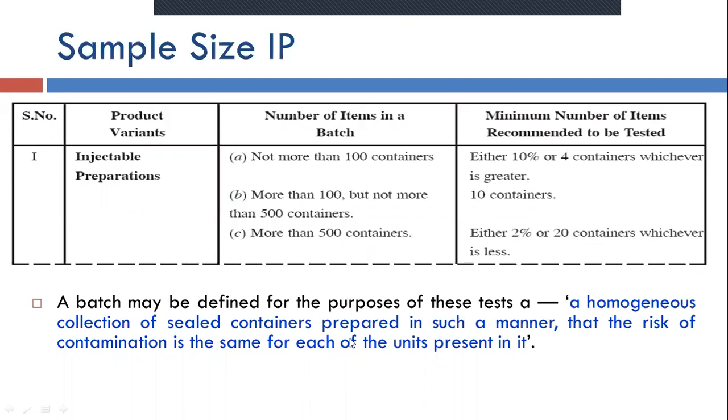And here the pharmacopoeia specifies that a batch may be defined, for the purpose of these tests, as a homogeneous collection of sealed containers prepared in such a manner that the risk of contamination is the same for each of the units present in it. That means if there is any risk of contamination, the whole batch should have the same risk of contamination. Then only it is called a single batch. If some part has one risk and another part has a different risk, then it is not considered a single batch. So a single batch should be a homogeneous collection of sealed containers having the same risk of contamination.